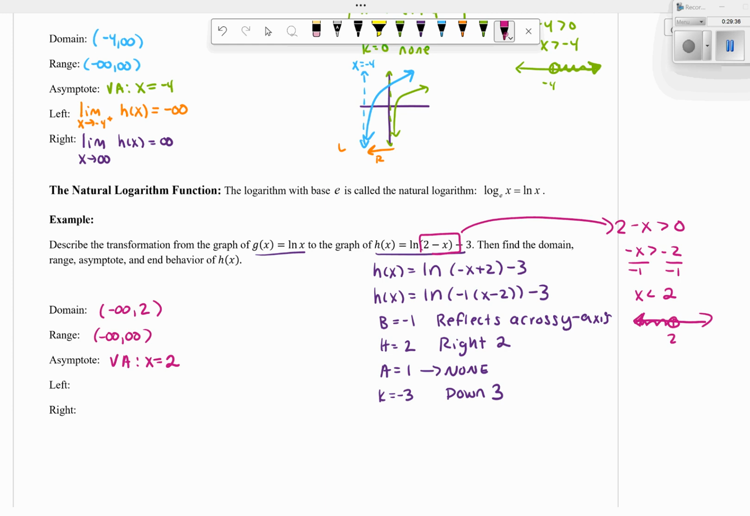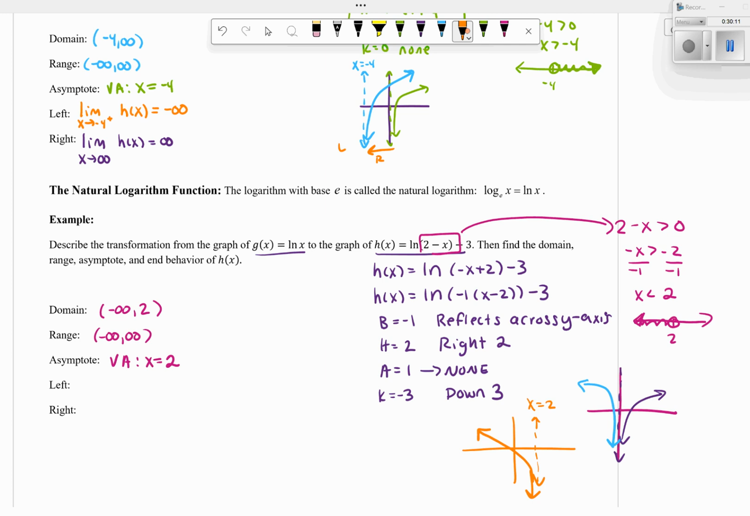So let's go ahead and draw a quick sketch of our graph. The natural log parent graph would look something like this. So that would be the parent graph. We're taking this parent graph and reflecting it across the y-axis, which means it would go this way. And then we're going to take that graph and move it to the right 2 and then down 3. I'm just going to draw another one so it doesn't get too confusing. If I move the asymptote right to 2, it would be here at x equals 2, and down 3. So our graph is going to go something like this.